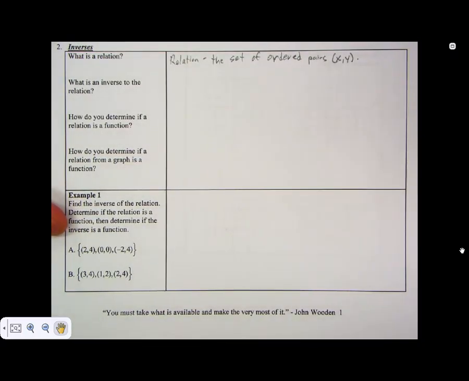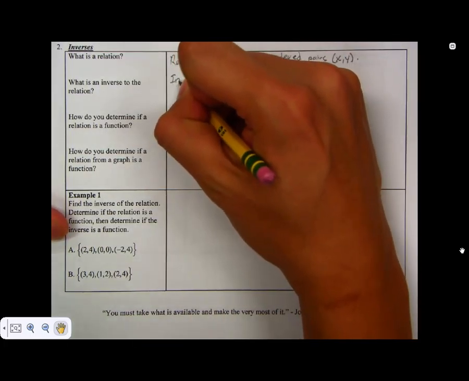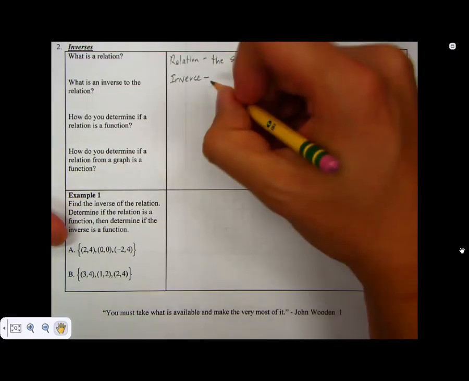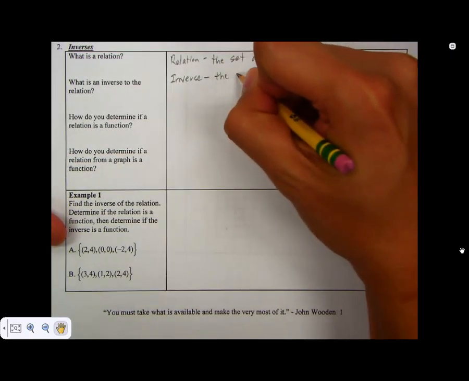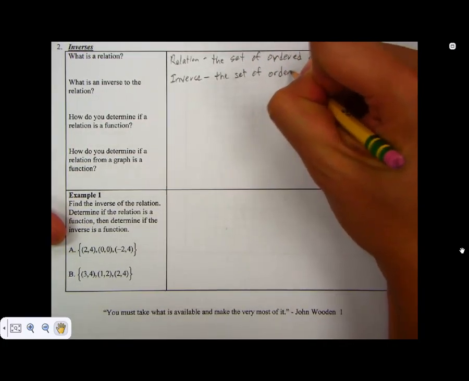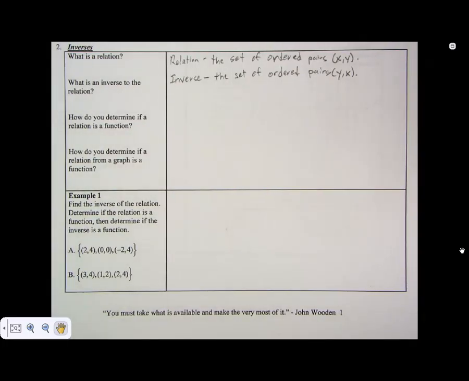What is an inverse to the relation? An inverse is a set of ordered pairs y, x. So all you do is just switch the x and the y to find the inverse of a relation.